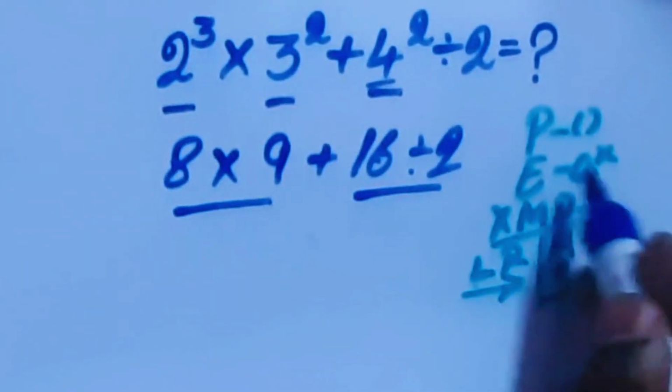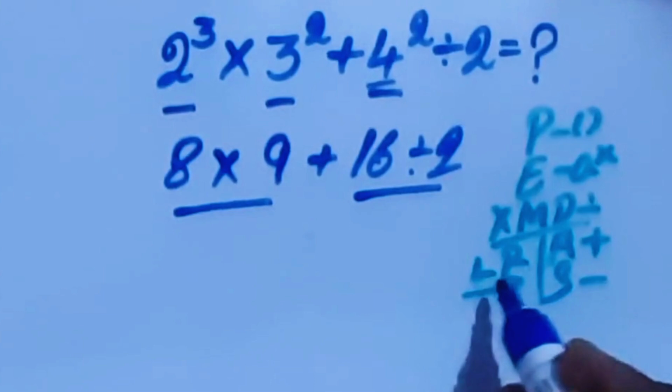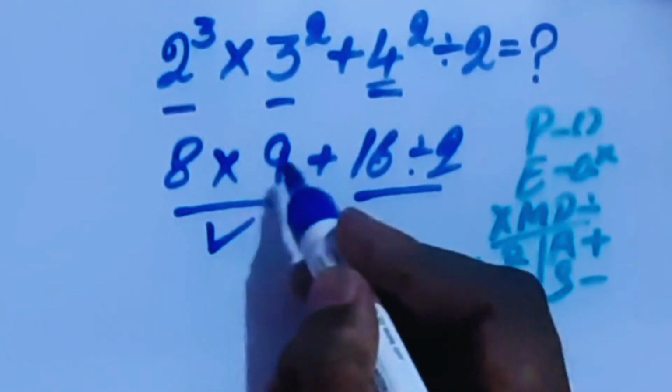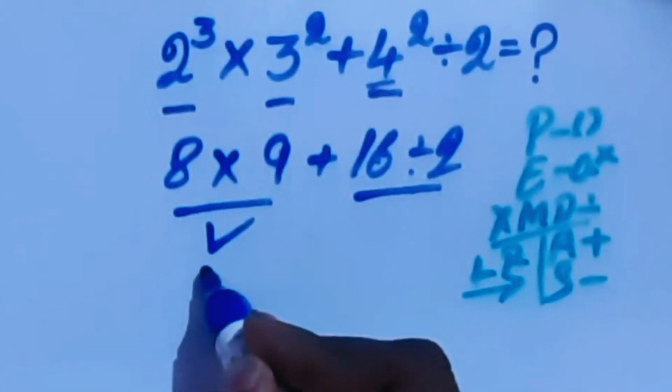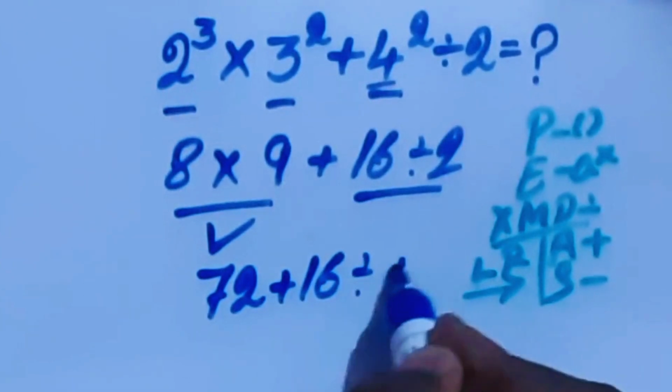Here multiplication, division both are equal priority. For this equal priority, we have introduced this left to right. Here left to right is 8 times 9. So we have to do this 8 times 9 before this operation. So 8 times 9 is 72 plus 16 divided by 2.